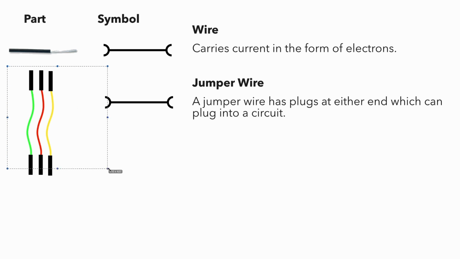And then finally we have jumper wires. Now all these are special wires that have plugs or sockets on either end, and you can use those then to make circuits on things like the top.